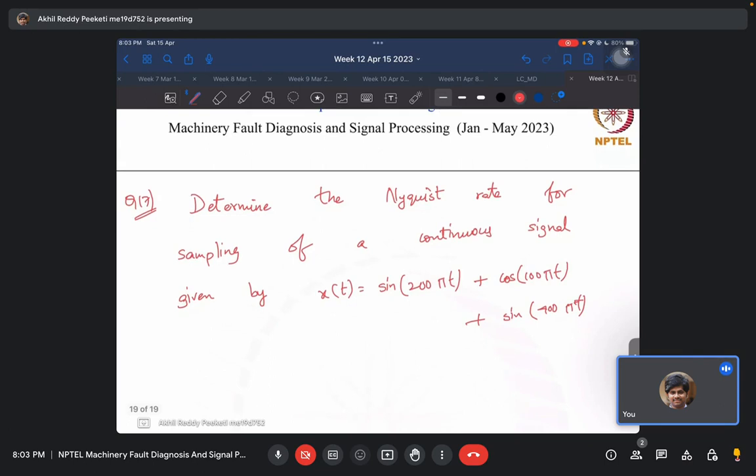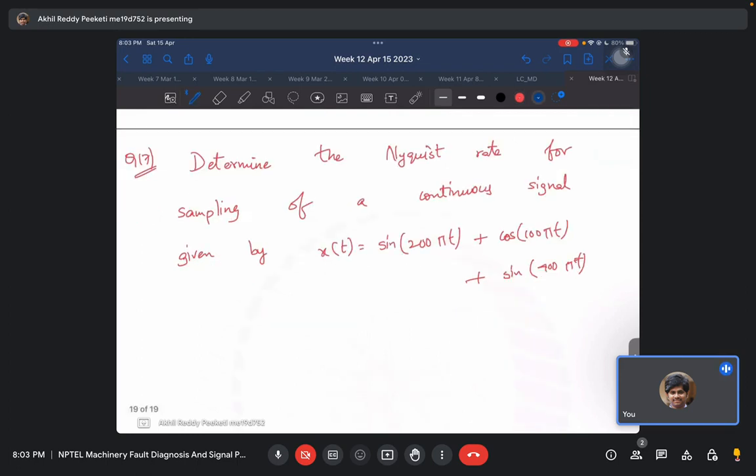So a signal is given by sine of 200 pi t plus cos 200 pi t plus sine 400 pi t. What should be the Nyquist rate? So Nyquist rate, as we have seen, should be twice the maximum frequency. So here, what is the maximum frequency?